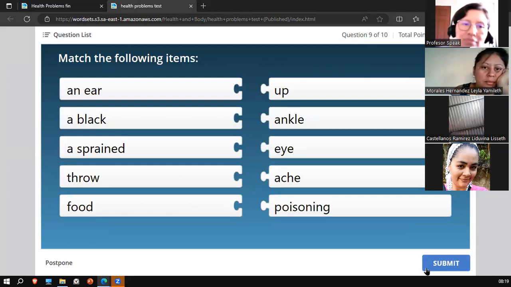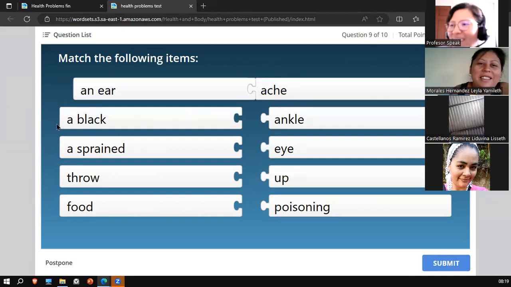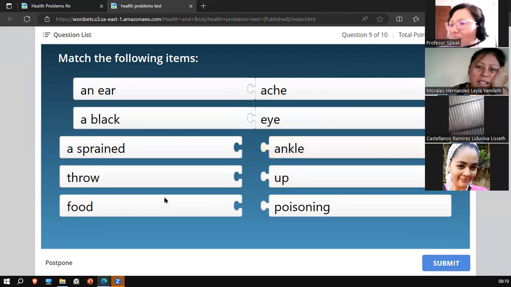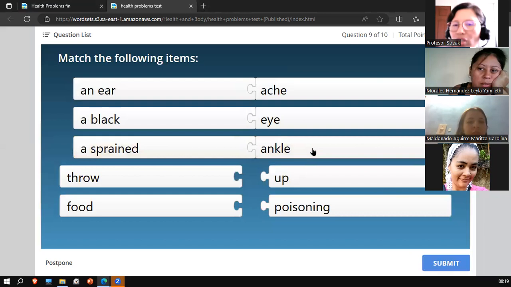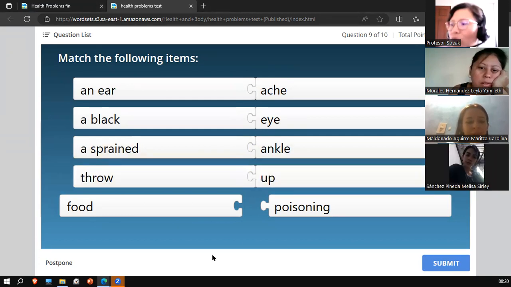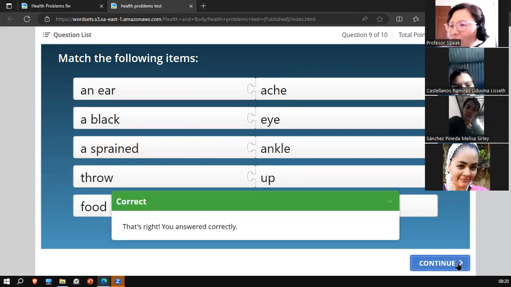An ear... ache, right? Let's remember that there is no H there, right? Earache. I keep forgetting. A black eye. Sprained ankle. If we don't say ankle, we say uncle, right? Ankle. Throw up: food poisoning. Poisoning, right? Very good. That is correct.